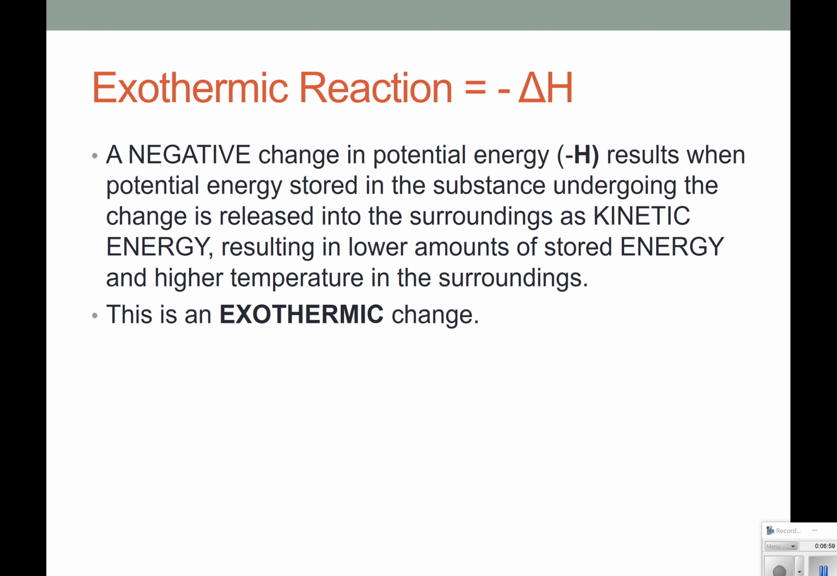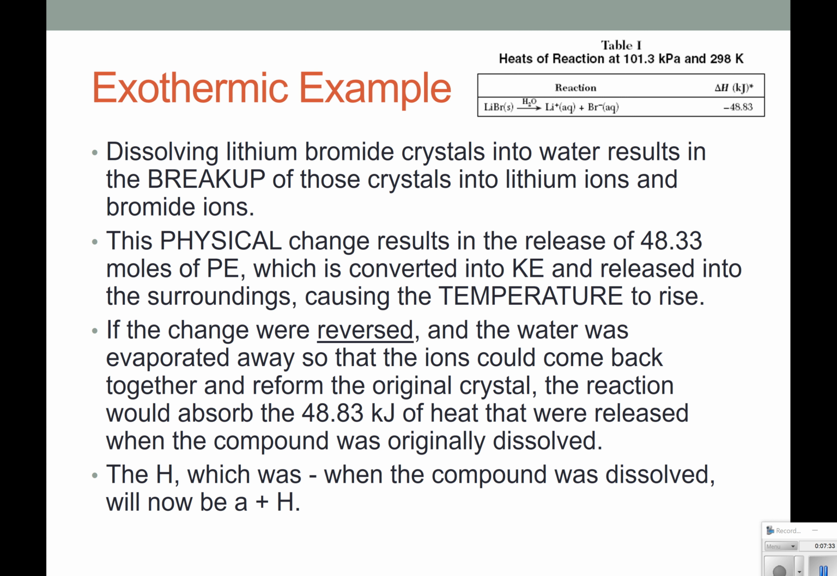So that means we have a negative change in potential energy that results when potential energy stored in the substance undergoing whatever change we're talking about gets released into the surrounding environment as kinetic energy. So all the particles and matter that make up the surrounding environment start moving a little bit faster. Sometimes these are detectable, sometimes they're not. This is going to result in lower amounts of stored energy and a higher temperature in the surroundings due to that releasing of heat. And again, this is known as exothermic change.